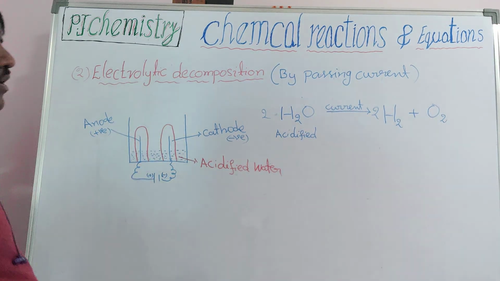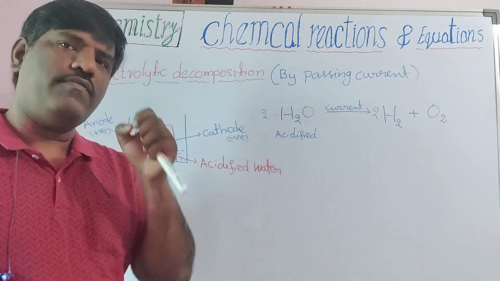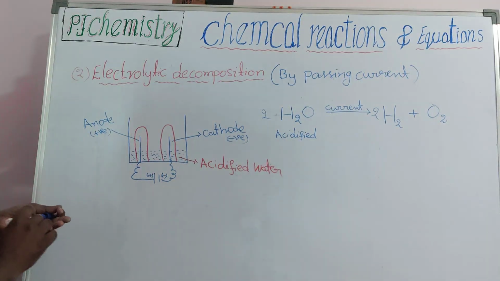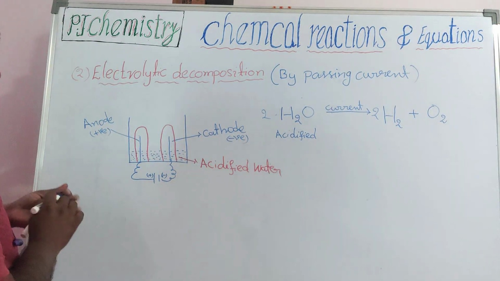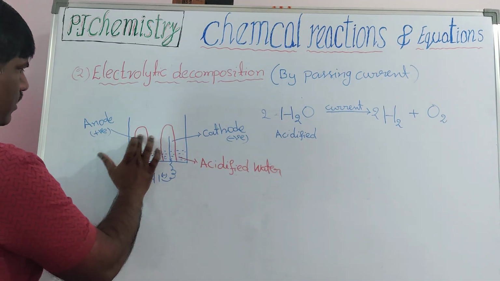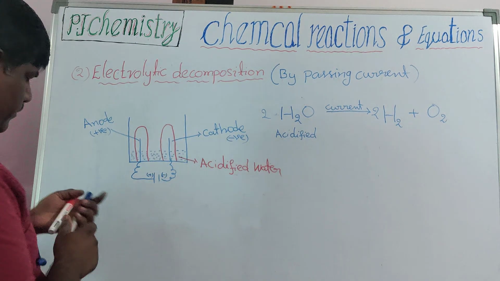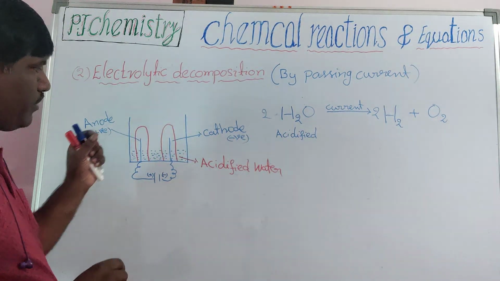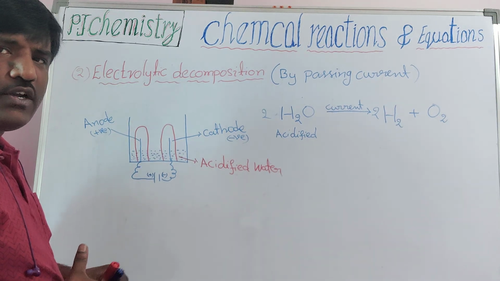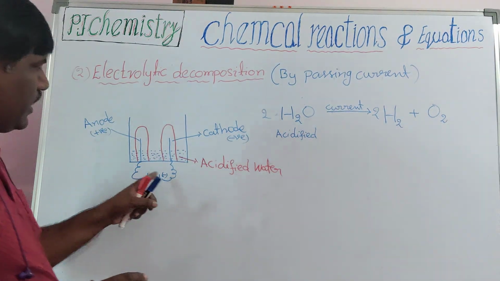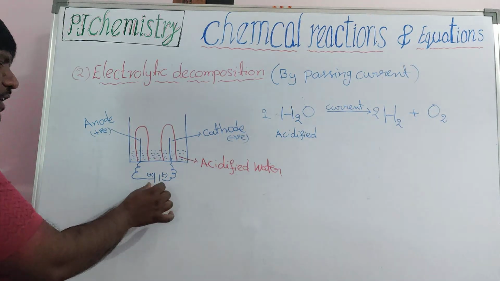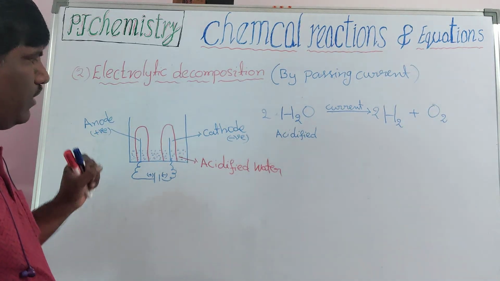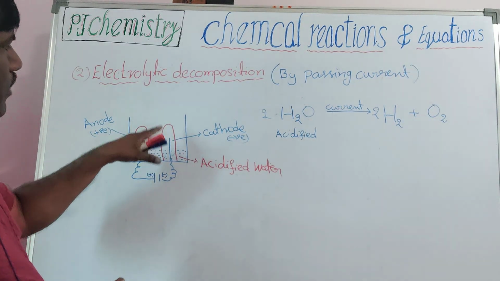But the question is: at which electrode, which gas is liberated? That is very, very important. Here they have given the same diagram, just labelled X, Y, Z, and asked in which test tube. They have not even given which battery terminal is positive and which is negative, so we have to find out based on the liberation of gas.